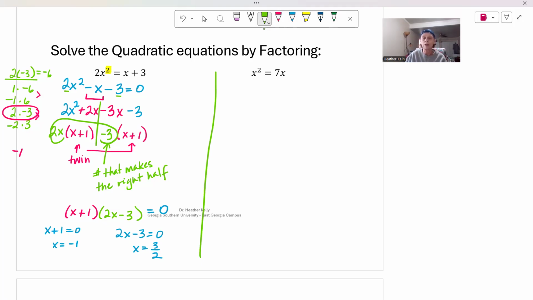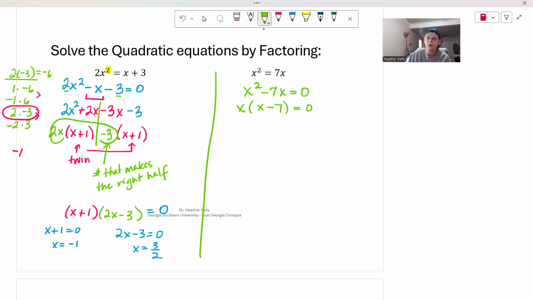We don't have any fractions. So let's put it in descending order. X squared minus 7x equals 0. Now, when you look at this one, this is a quadratic equation, but it's not a trinomial, right? It doesn't have a constant. So when there is no constant, you're just going to pull out the greatest common factor here. So that is going to be x times x minus 7 equals 0.